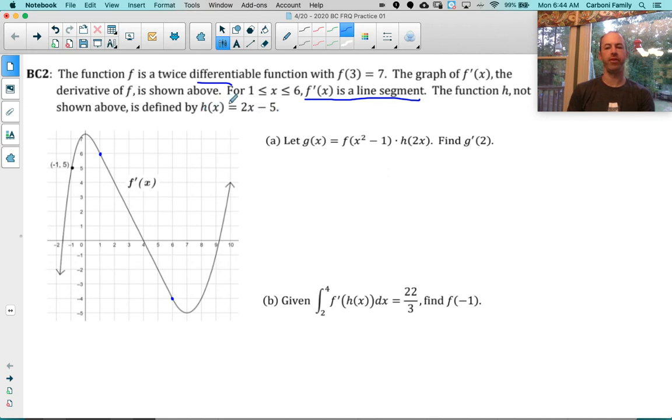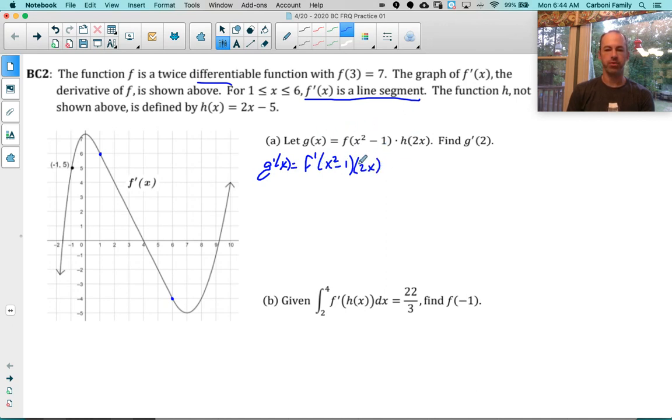And then they give you another function h right here. A is a fairly straightforward question. There's a function g, find g prime of 2. So let's start with g prime of x, which would be a product rule with two chains, two chains in each piece of the product.